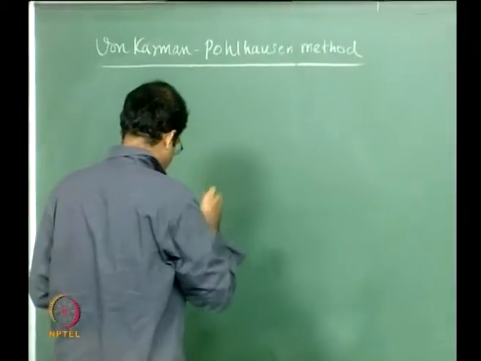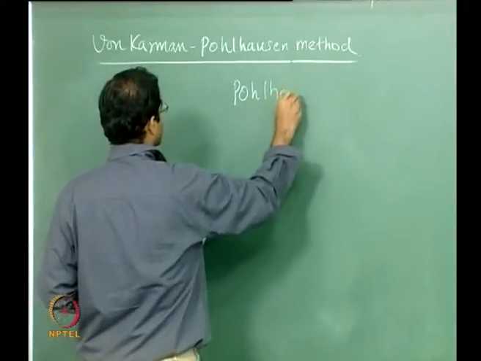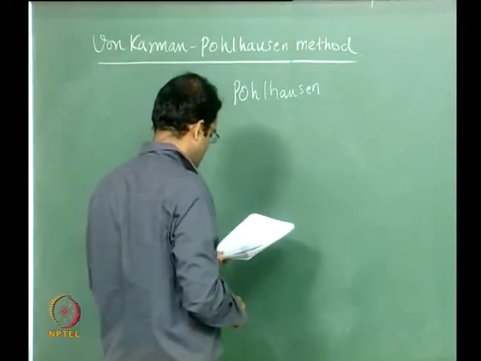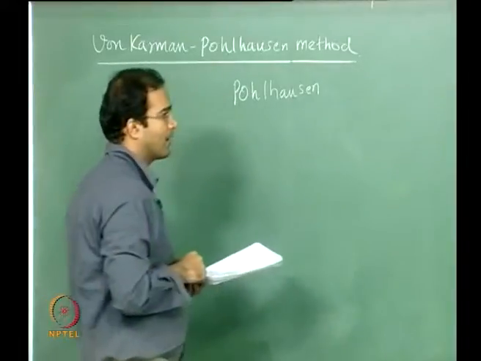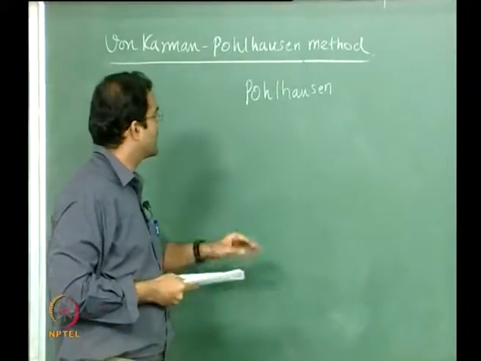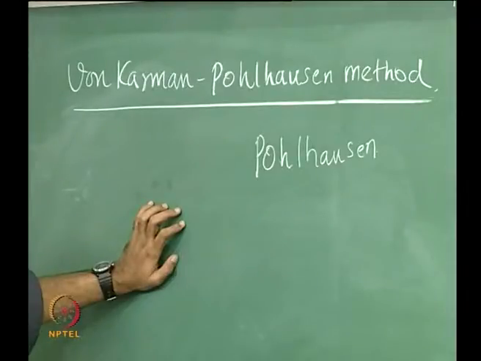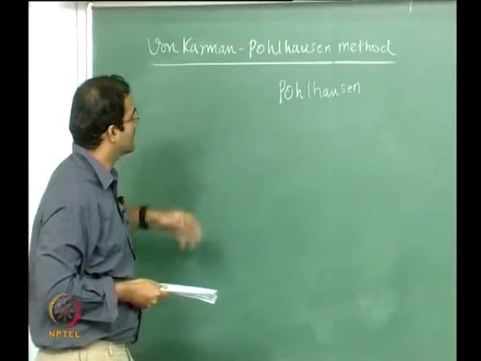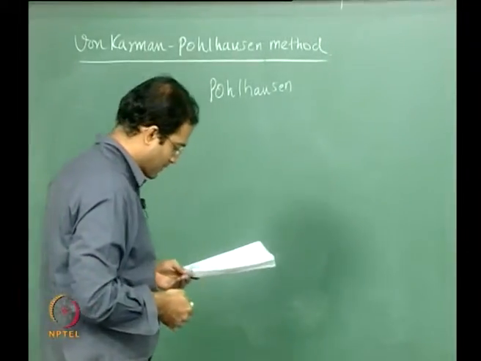This method was first introduced by Polhausen, so that's why it is named after him. But von Karman was also involved, because it was von Karman who gave the idea to Polhausen. Von Karman was a student of Prandtl, and he suggested to Polhausen that we can extend these approximate solutions to a class of problems including the pressure gradient. Therefore this method was named after both these pioneers and called the von Karman Polhausen method.